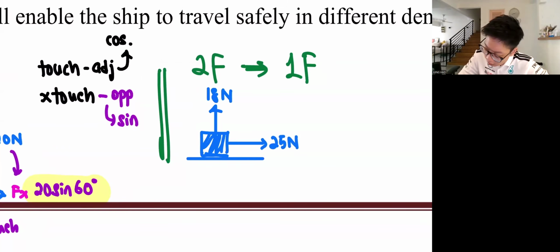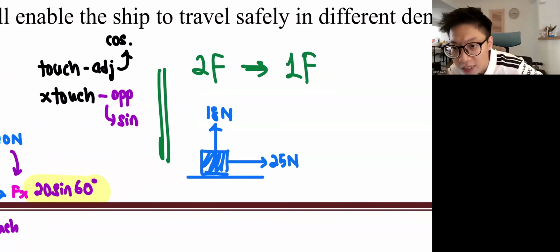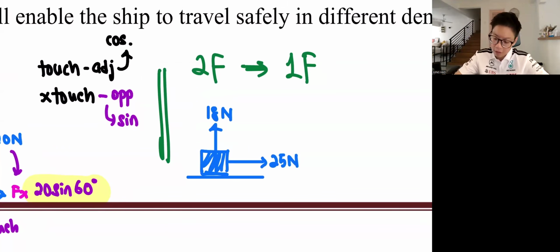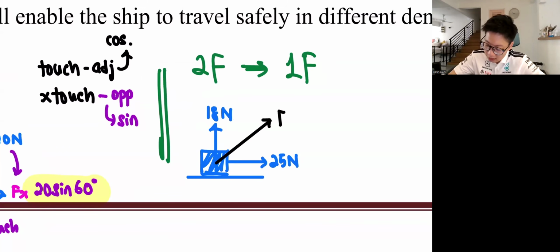So guys, according to common sense, where will this object go? According to my common sense, the object will actually go here. This is called your resultant force, the top right corner, right? Okay. So now how can we find this F? If you want to, you can draw the triangle.